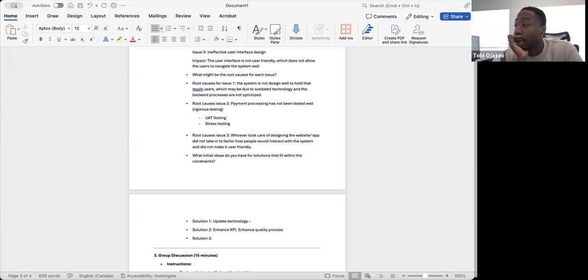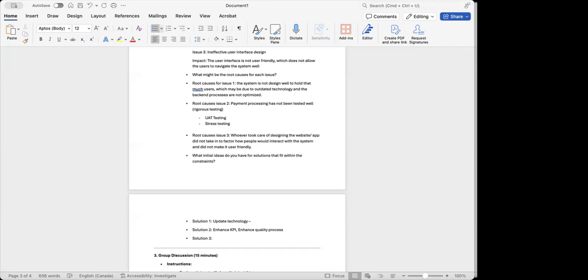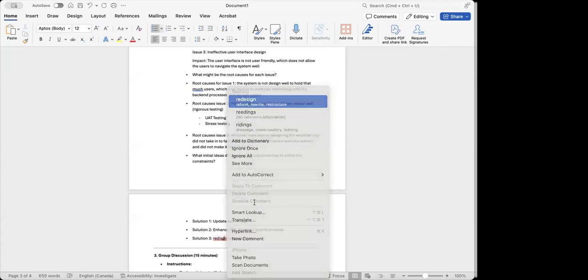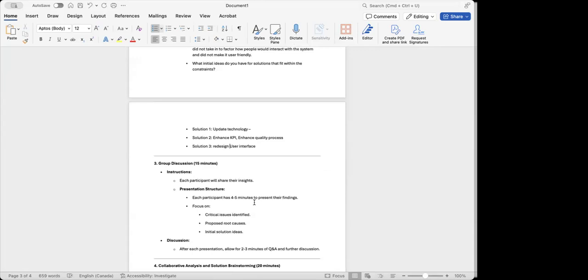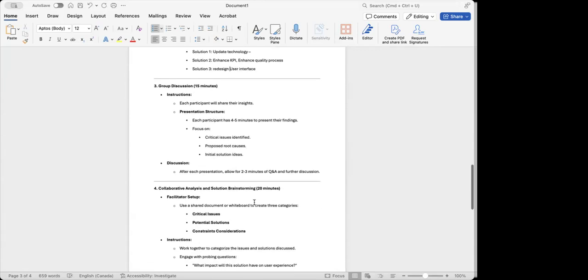Okay, and solution 3. Nav, I want to ask, what's a solution that you think can be done for the user interface? So again, it comes down to the designing team. Whoever is designing, they have to make it easier for the people to navigate through the system, to make it more user friendly. So I think it's on the designing team that they should redesign the user interface.